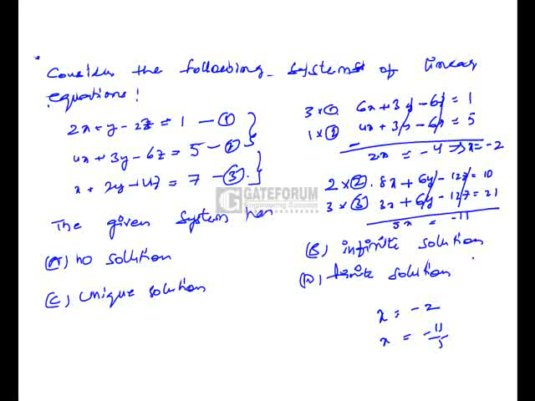If we see these two equations, we can say that these two are parallel. So these two lines will never meet. If they don't meet at one place, we can say that there will not be any solution for this set of equations. So here the correct option is option A, which is no solution.